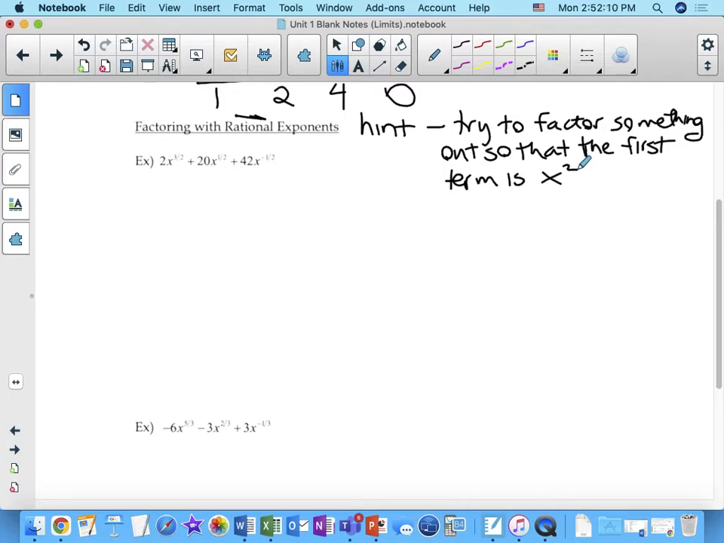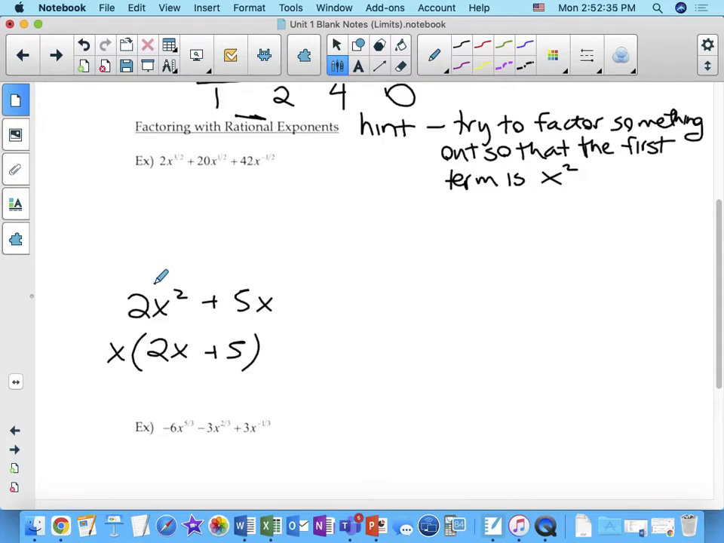Because let's say you factor something out, right? If I have something like 2x squared plus 5x, let's take something really simple. I factor out an x, and I get 2x plus 5. Well, what I factored out, when I multiply it by that, I end up with x squared.